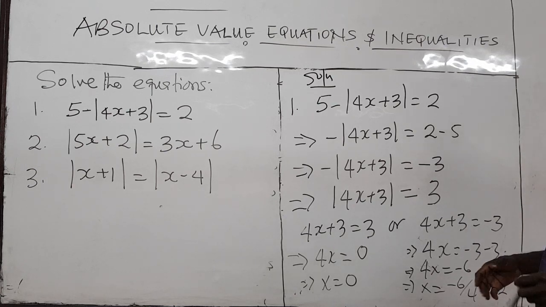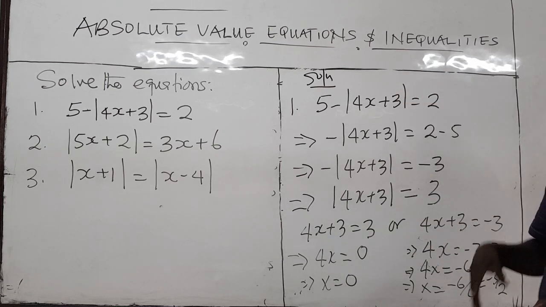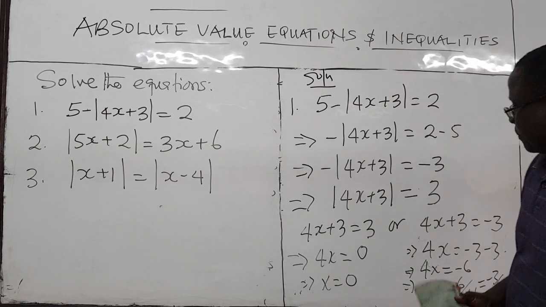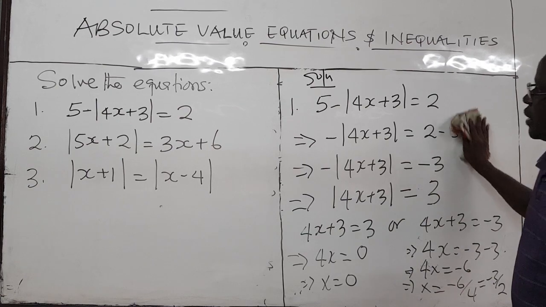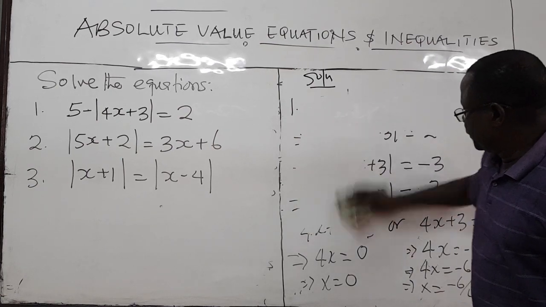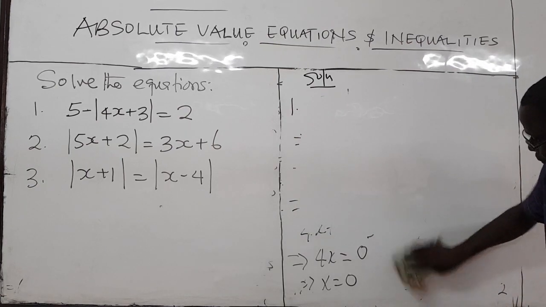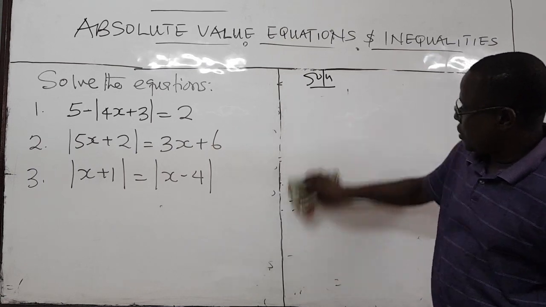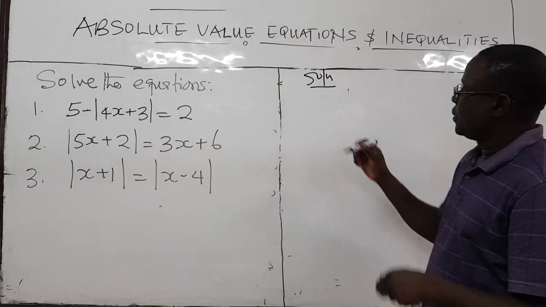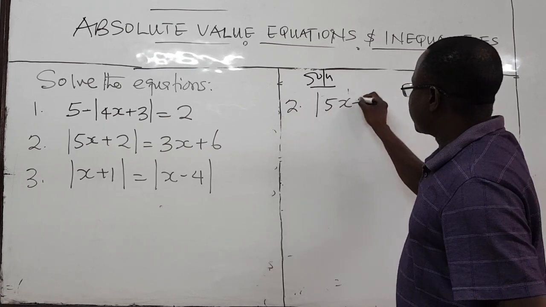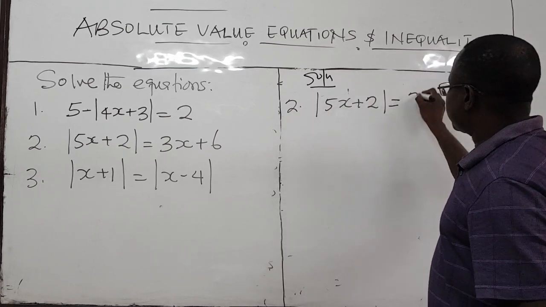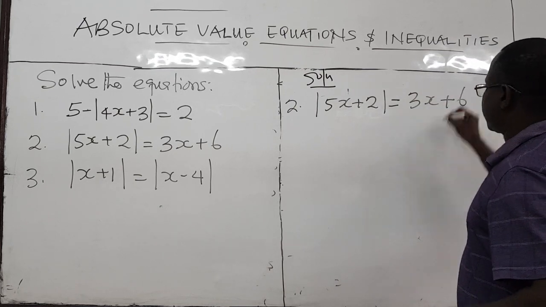Okay, so you can solve that. Once you get here, this is not different from what we've done before. Okay, good. So we have 2 values of x. Number 2, let's do 2. Number 2 says you have the absolute value of 5x plus 2 is equal to 3x plus 6.